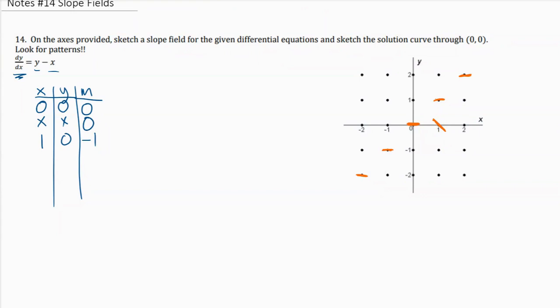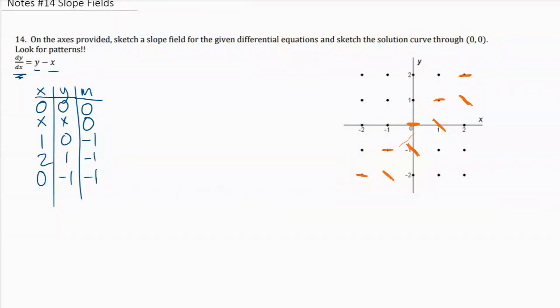And then let's plug in (2, 1). 1 minus 2 is also -1. So if I plug in (2, 1), I also get -1. And let's plug in (-1, 0). I'm sorry, 0 minus -1... -1 minus 0 is also -1. So you should notice the pattern and why I picked these points to plug in. The points along the diagonal are giving me the same slope. I realized that from the beginning because I noticed that when I plugged in these points, these were all along the diagonal and I had the same slope.